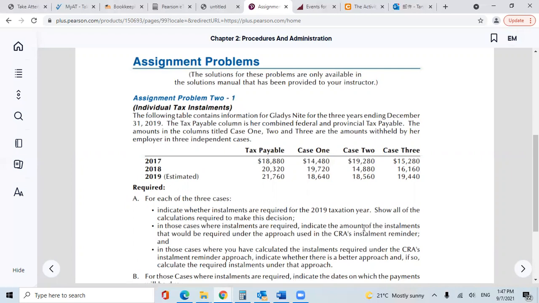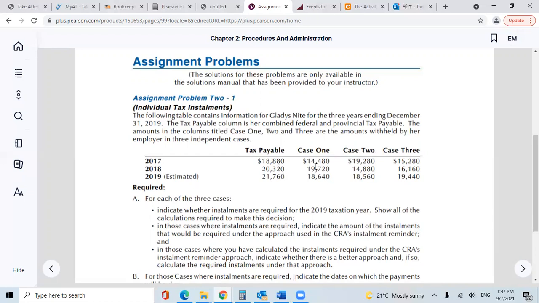So the tax payable column, there are 3 cases. Okay, so we treat the 3 cases differently. What you could do is you see the first 2, case 1 and tax payable, as one question. When you finish case 1 and then you do case 2 and case 3, we could do this together. We'll see. So for 2017, you have your total tax of $18,880.